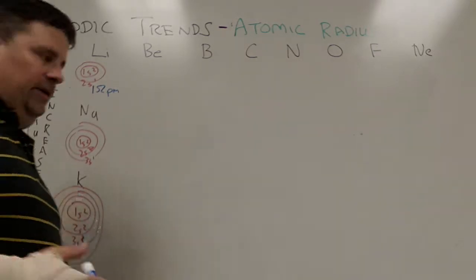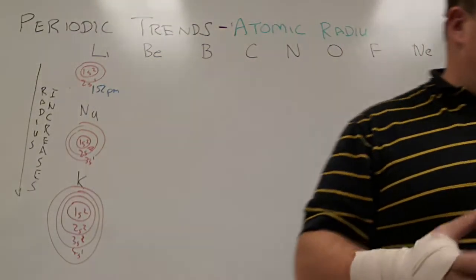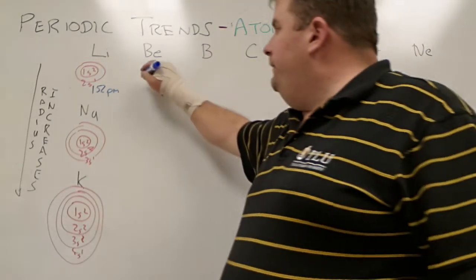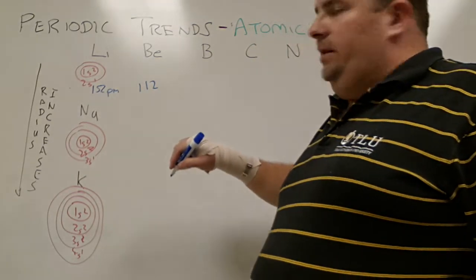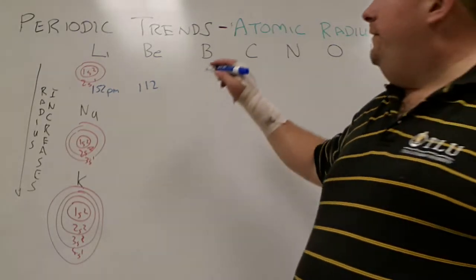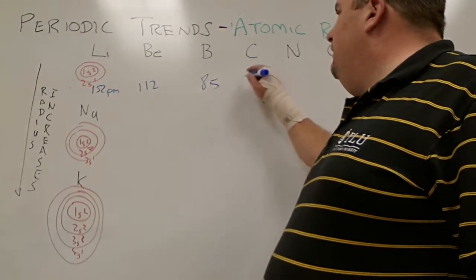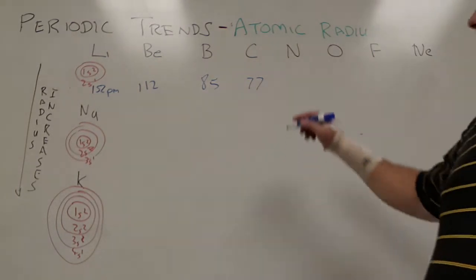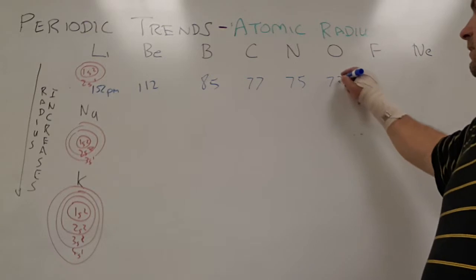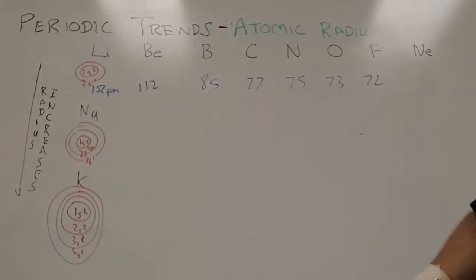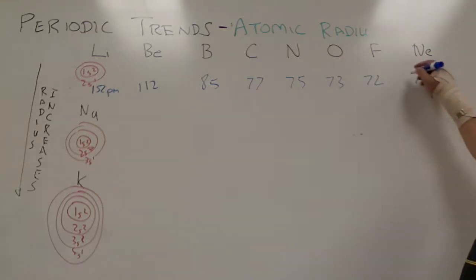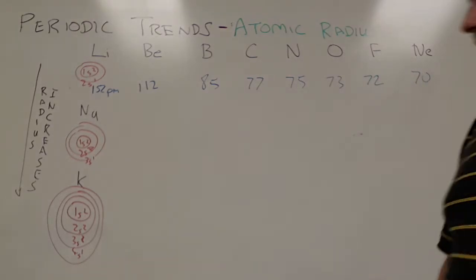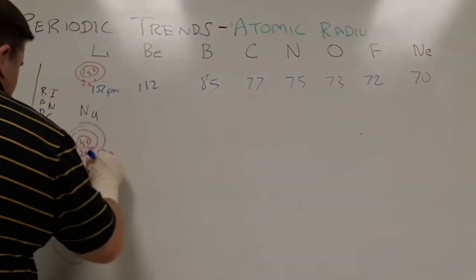So let's keep going across the periodic table. We'll look at the values for each one of these, and each one of these is in picometers. So then we go to 112, and then we go to 85, 77, and keep going to 75, 73, 72, and neon itself is 70. Now if we look at sodium and potassium, you'll be able to see that that's 186 and 227, to prove that I wasn't lying to you.